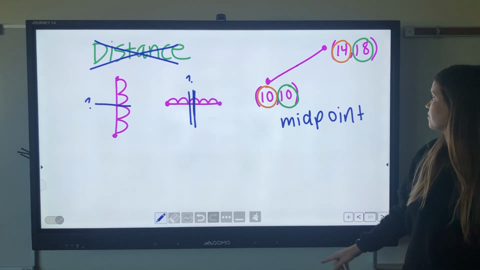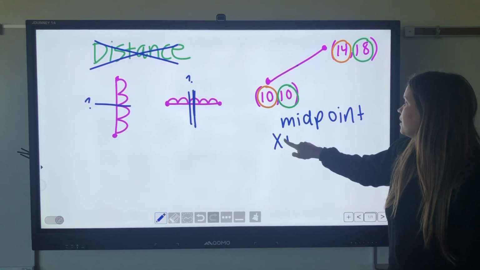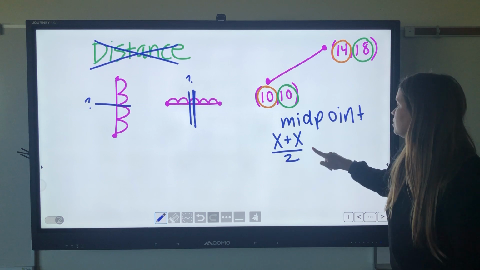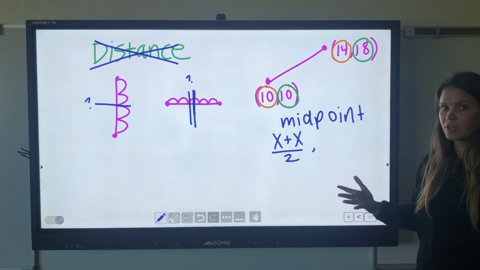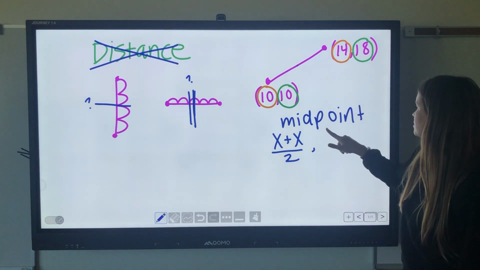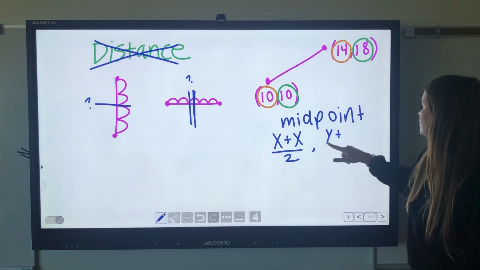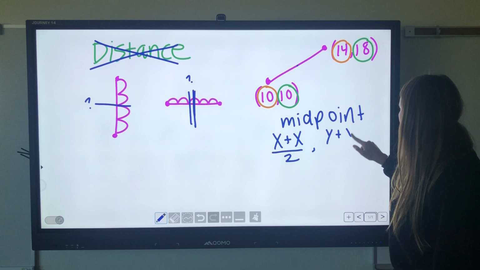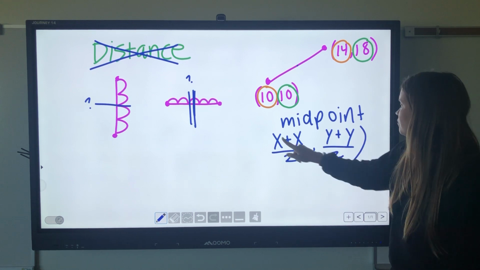So there's also that formula. This time you're adding the x's together. That should make sense because to find the middle of something, you add them up and divide by 2. x plus x divided by 2, y plus y divided by 2. That's the formula.